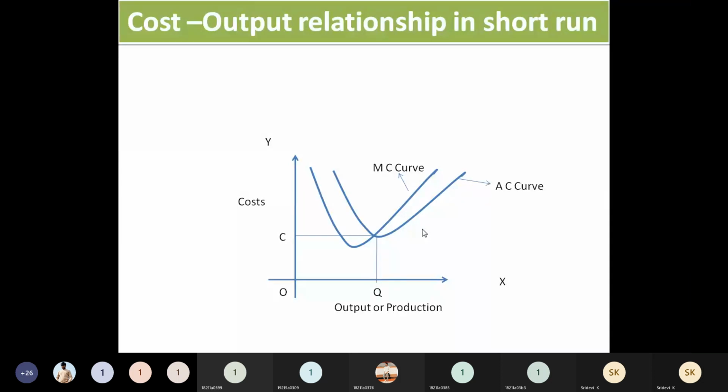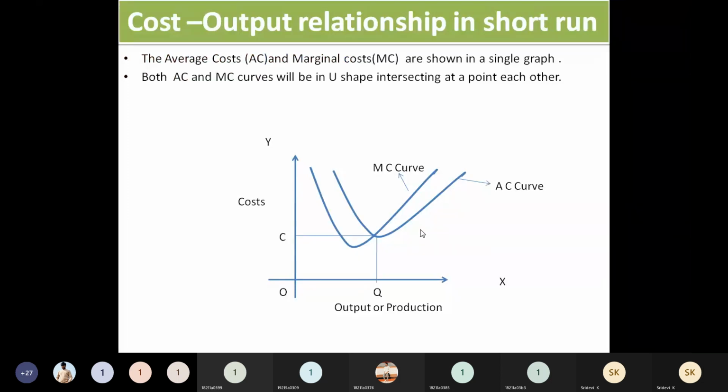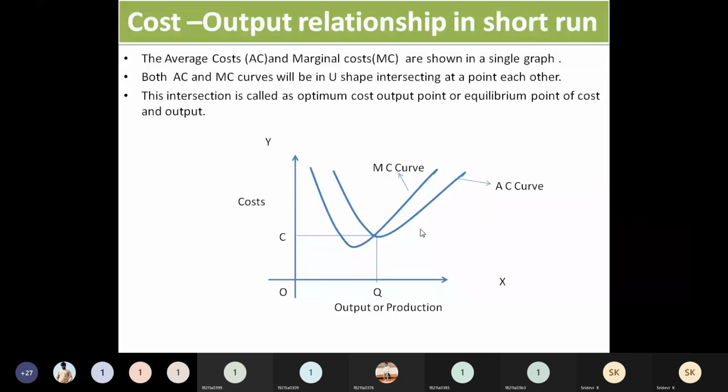Of course, marginal cost curves and average cost curves will not differ, whether in the short run or in the long run. Both will behave in the same manner. So the same thing you write below the graph in words: both are U-shaped, they are intersecting each other. The intersection is called the optimum cost-output point, or you can call it the equilibrium point of cost and output.